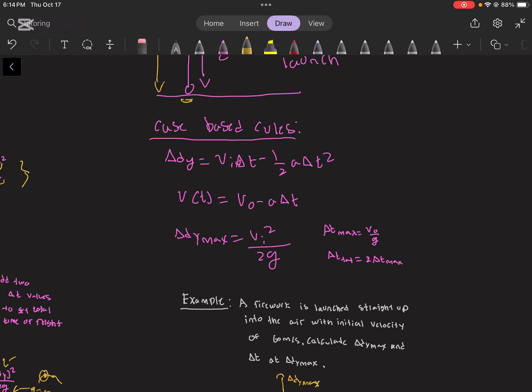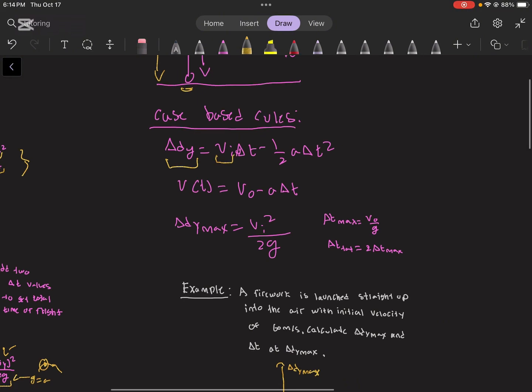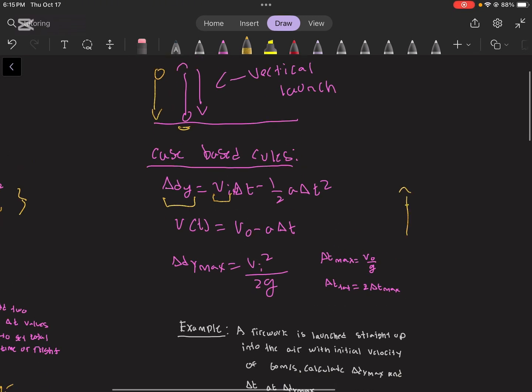We have the first case-based rule, which is just a kinematic equation for delta dy, so your vertical position, essentially. And this case has no angle because there's no angle to be made here. So it's just your vi. And then we have your velocity at any time within your path of travel. Here you'll have different velocities, v1, v2, v3, and those velocities can be calculated using this formula here.